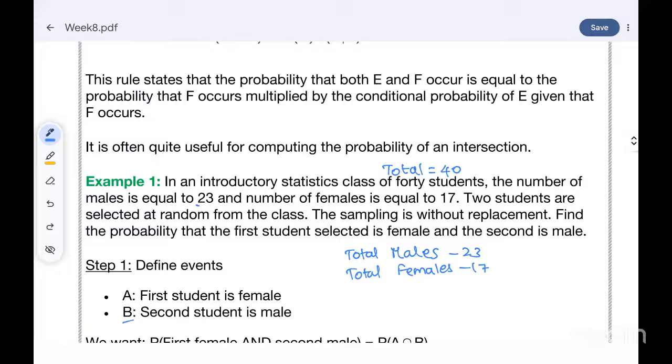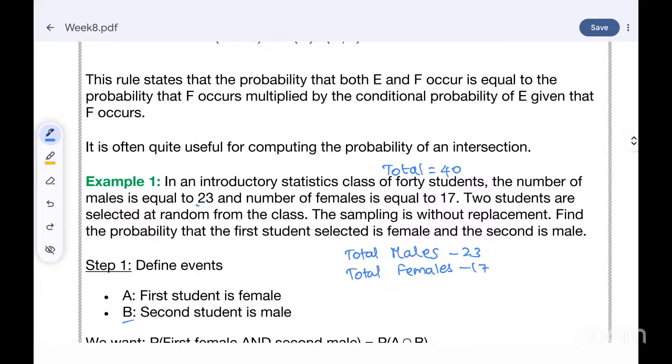Some 2 students are selected and the sampling is done without replacement. So they are not replacing anyone after picking the first student. They are not replacing anyone and then they are choosing the second one. Now the question is, find the probability that the first student is female and the second is male. So what do we need to find? We need to find that the first student is female and the second is male. So how to find this?